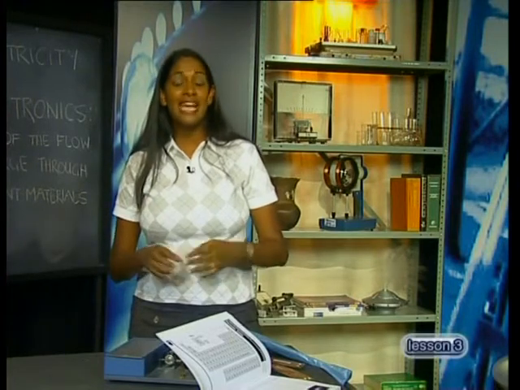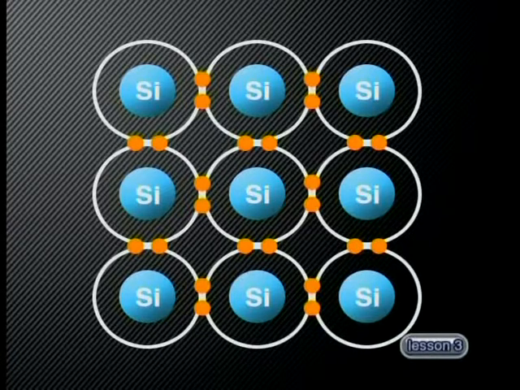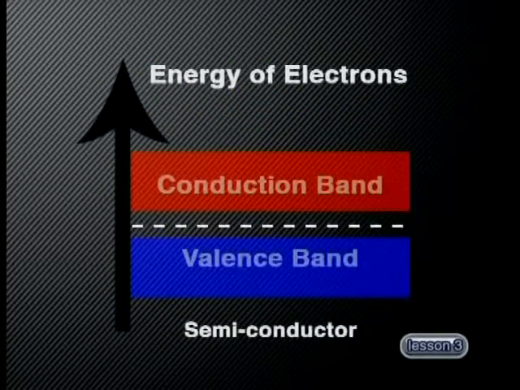Welcome back. Let's look at some graphics to explore how energy band theory explains the results we saw in the lab. Silicon has 4 valence electrons that bond covalently to form a giant molecule. The electrons are tightly held in the valence band. As with insulators, the conduction energy band does not overlap with the valence band in silicon.